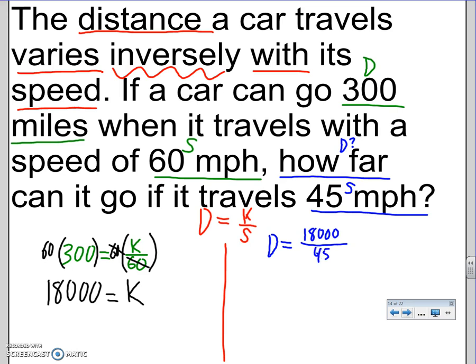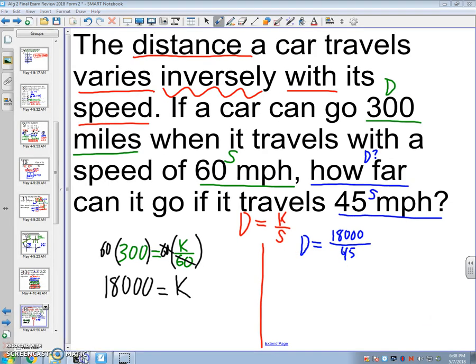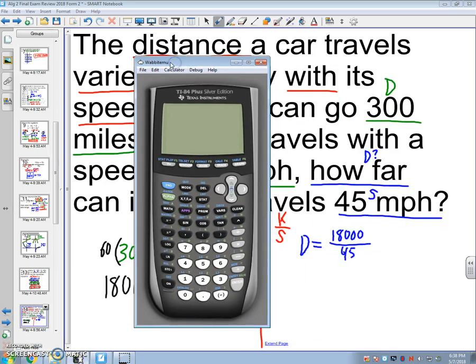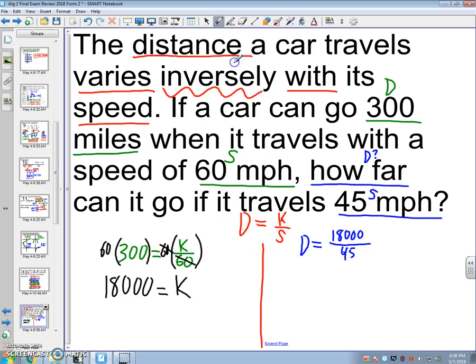And make sure you don't use any numbers twice. The only thing that's the same in both equations is K. I use a calculator for that. So let's see what that is. 18,000 divided by 45. The answer is 400. All right, so D equals 400 miles.